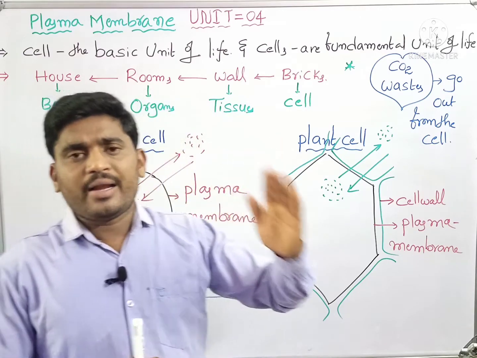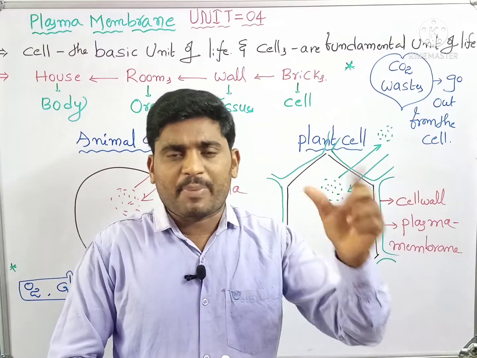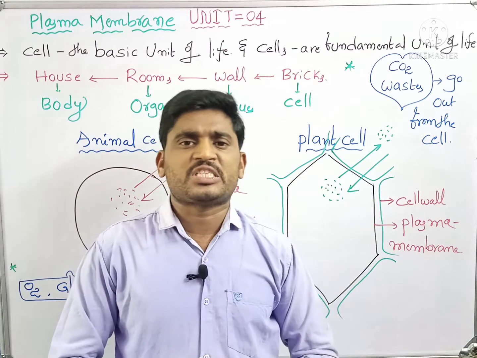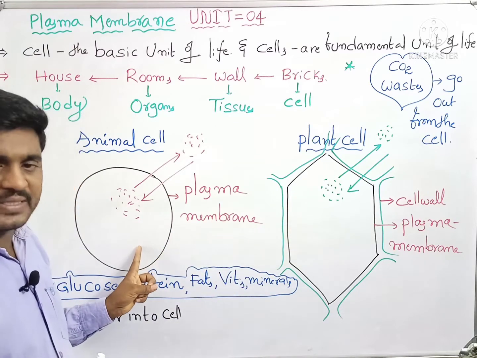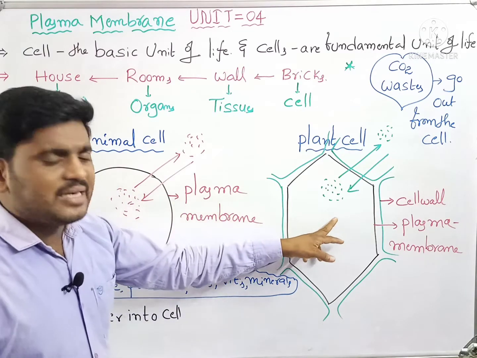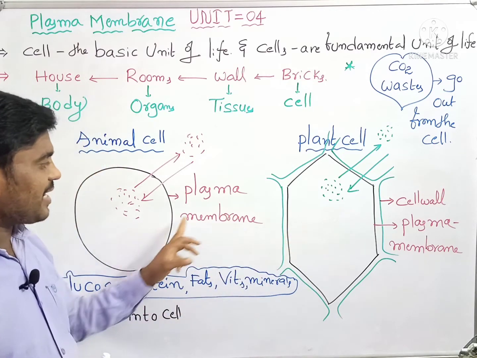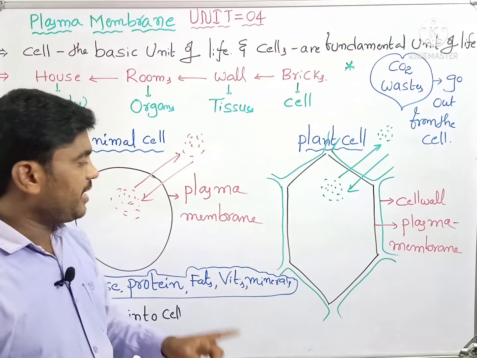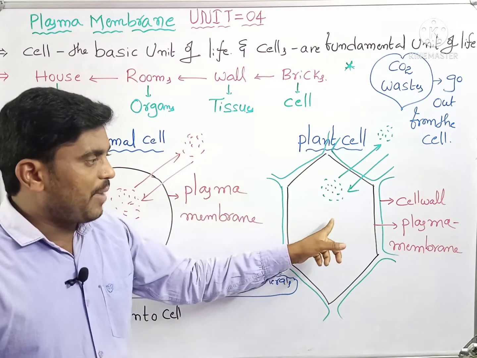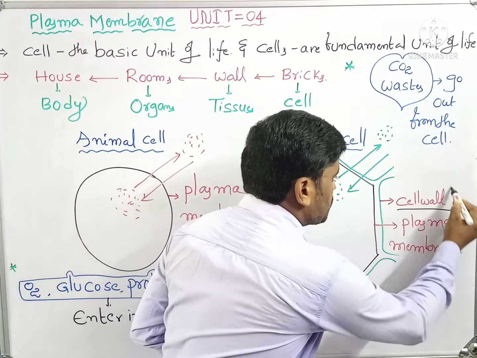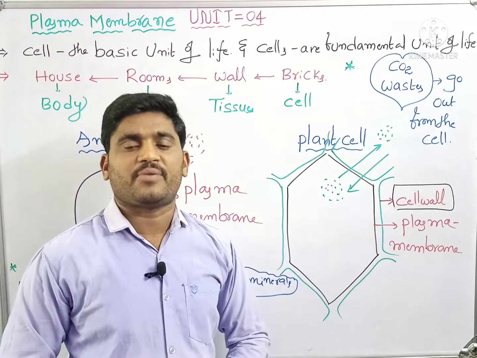Already we discussed in the first lesson the typical animal cell and typical plant cell. So what is the basic difference between the two here? This is the plant cell, this is the animal cell. Plant cells contain cell wall and plasma membrane or cell membrane, but animal cell contains only plasma membrane. That's why in animal cell the cell wall is absent, and in plant cell the cell wall is present. This is the basic feature of the plant cell.